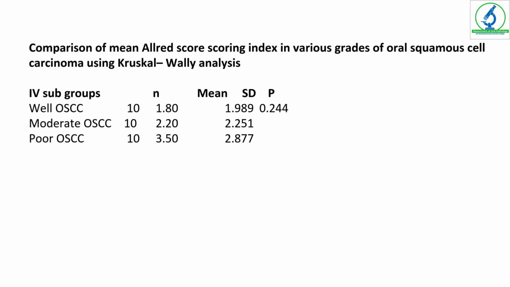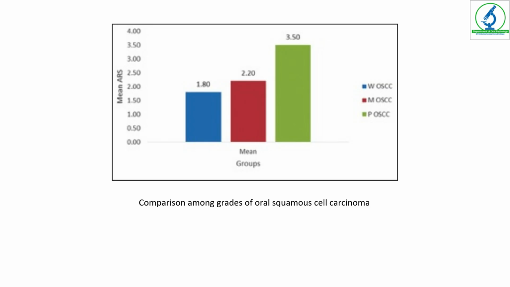Subgroups, N, mean, SD, P. Well OSCC, 10, 1.80, 1.989, 0.244. Moderate OSCC, 10, 2.20, 2.25. Poor OSCC, 10, 3.50, 2.877. Comparison among grades of oral squamous cell carcinoma.